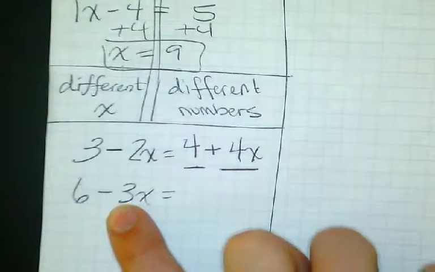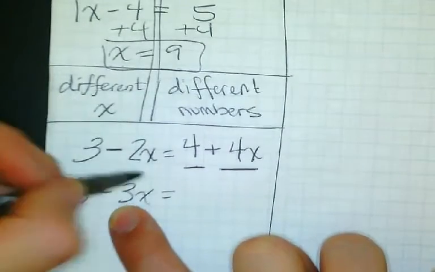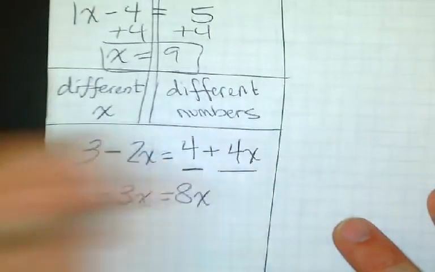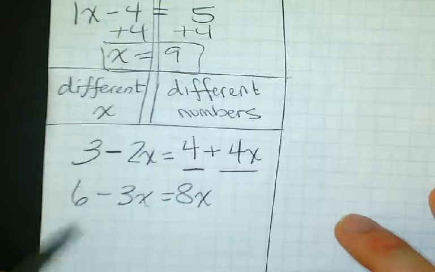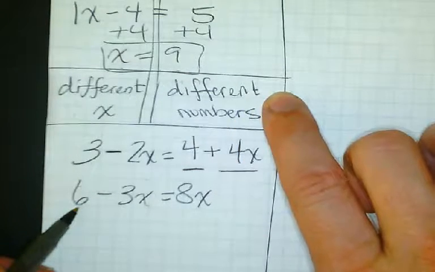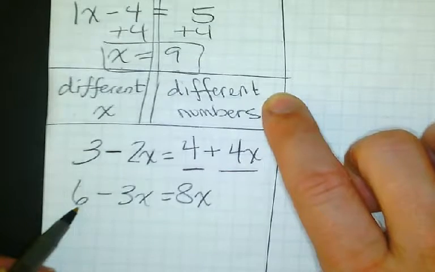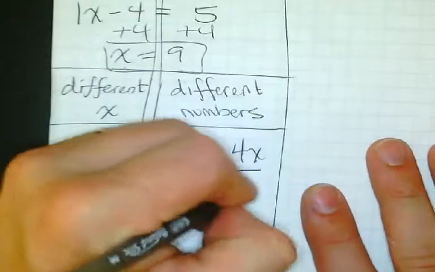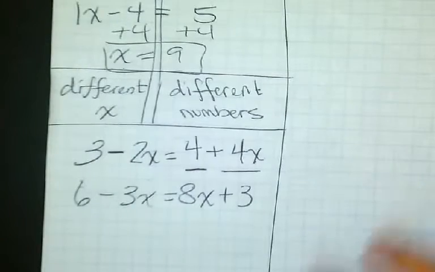Okay, we can totally do 8x. That's fine. That's a different x. So we'll put 8x on this side. And then here's our number. We need something that is different. So what's a different number than 6? Great. That'll work. All right, one more.